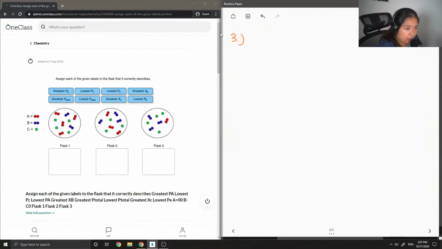So when they say X, this is the mole fraction. And according to Raoult's law, when you calculate the mole fraction of, let's say, compound A, it's going to be the number of moles of A divided by the number of moles in total. So in our case, it's going to be number of moles of A plus B plus C.